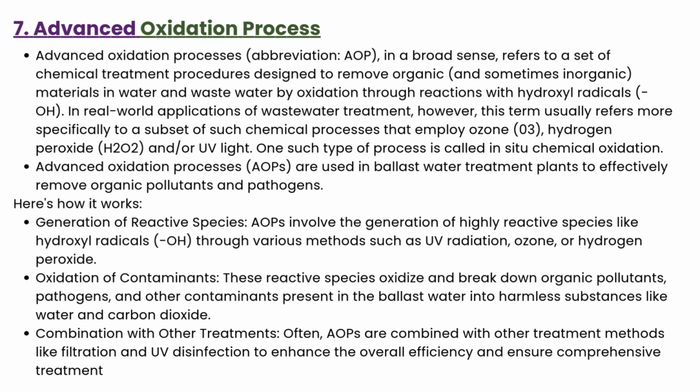In advanced oxidation process, they are not using one principle, they are using two or three principles. They are using ozonation also, hydrogen peroxide also, and also maybe ultraviolet light. So the advanced oxidation process basically means you are using multiple oxidation processes. Okay, one such type of process is called chemical oxidation.